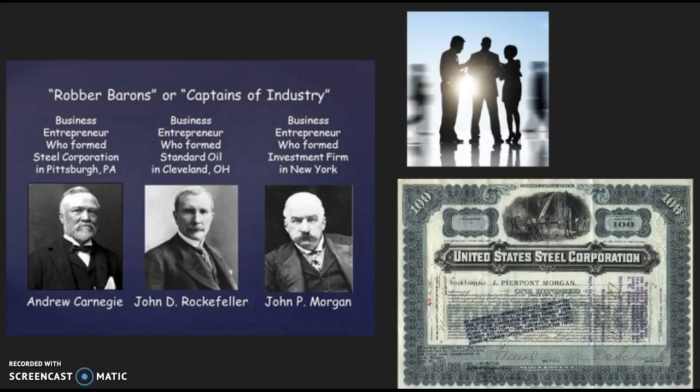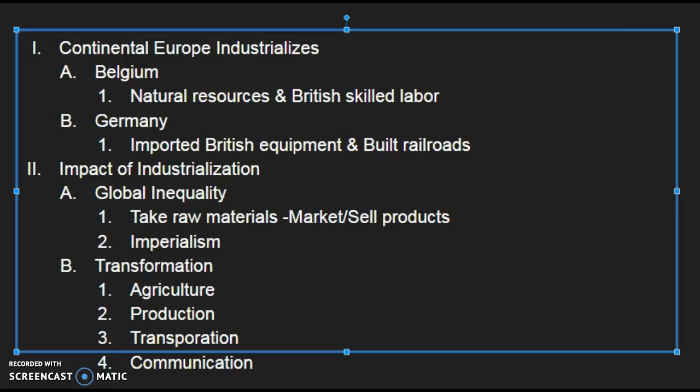Here's another little picture to take a look. We can see Carnegie right over here with the steel company towards the left. Then we have a picture of Rockefeller, who is known for his Standard Oil. And then also John P. Morgan is an investment banker. The Morgan company and corporation is still around today. These guys have the nickname captains of industry. These are the three that really get the ball rolling to have America be an industrial power.